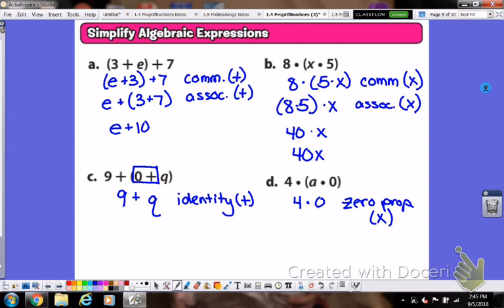So zero property of multiplication. Make sure you recognize the difference between the zero property and the identity. Identity is when we add zero. Zero property is when we multiply by zero. And then 4 times 0, final answer is 0.